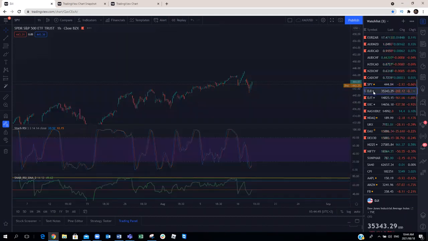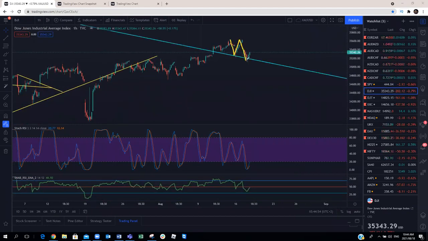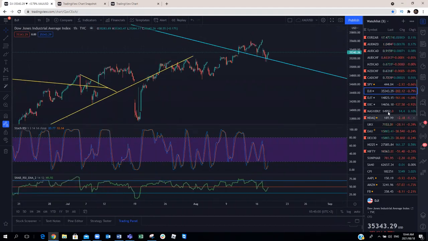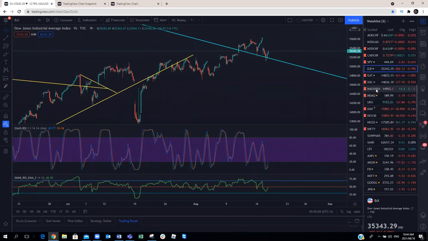Dow Jones Industrial, expect more upside. Continuation pattern, we look for more upside. So it's a parabolic move to the upside, as I've been saying for the last couple of days on the indices. Let's look at the Nasdaq.